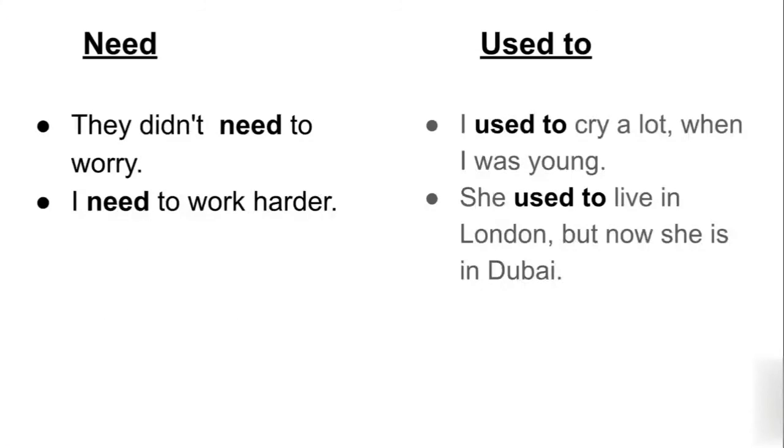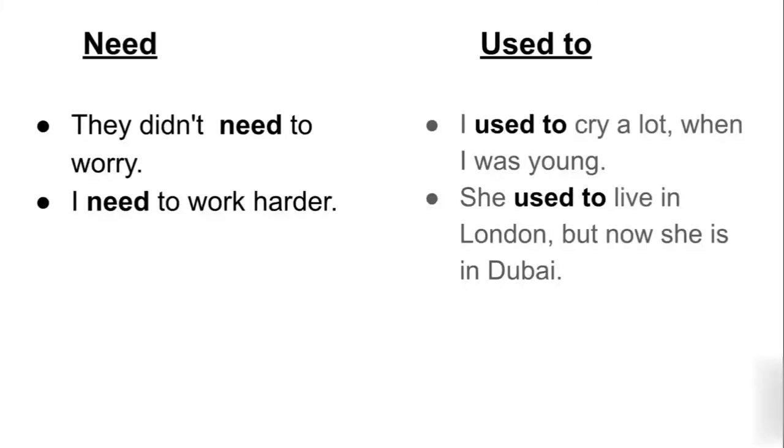And the last two modal auxiliaries that we are going to discuss are need and used to. Need is used in negative sentences. It is also used to express necessity or compulsion. For example, a negative sentence: They did not need to worry. It shows a negative sense. And a second sentence: I need to work harder so that I can achieve something in my life. It shows necessity. In that case, we can use the auxiliary need.